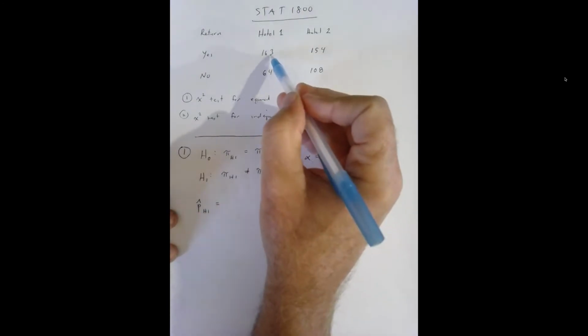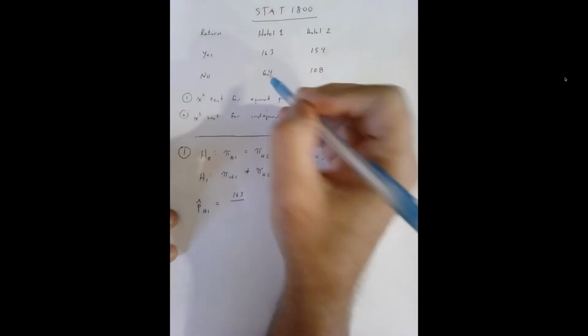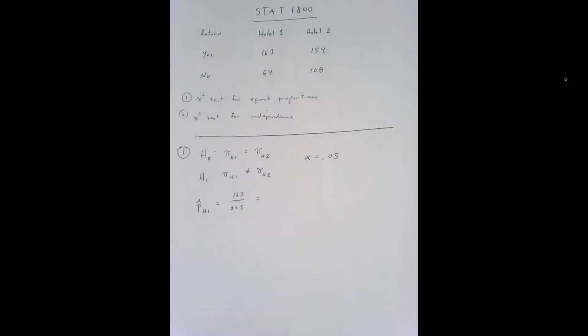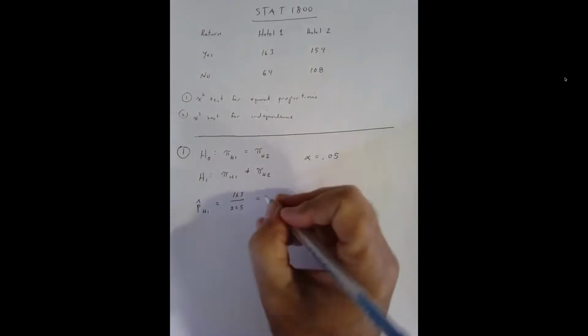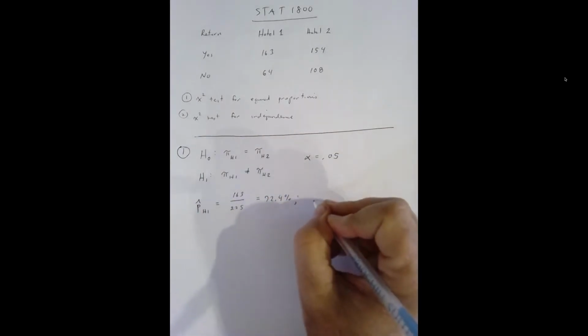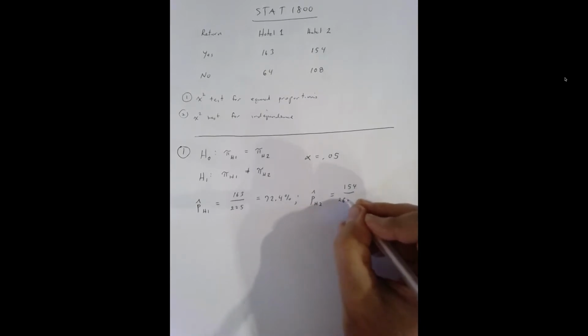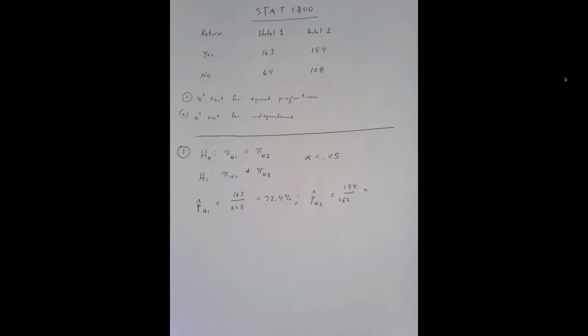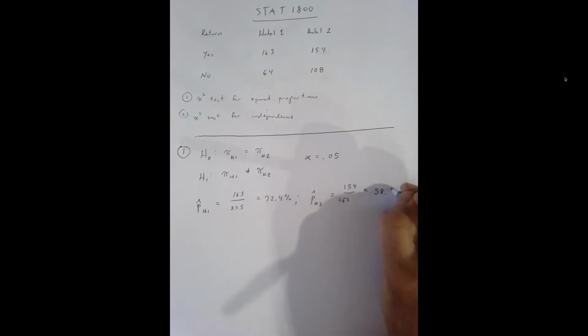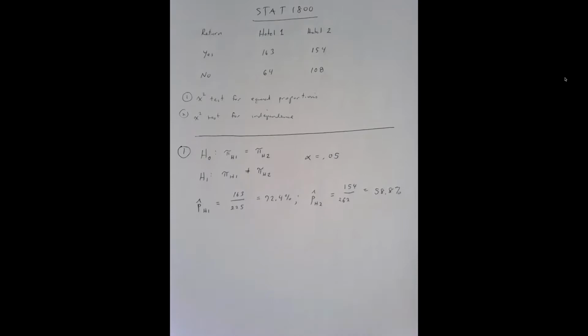Now, first thing I want to do is look at the p hat for hotel one, and for hotel one, 163 out of 225 said they would return. Hold on, guys, need to get my calculator. So 163 out of 225 gives me 72.4%. And the sample proportion for hotel two looks like it's 154 out of 262. So 154 divided by 262 is 58.8%. Now, for this sample alone, we can conclude that the proportion that would return to hotel one is higher than for hotel two, but we want to see if there's statistical significance.